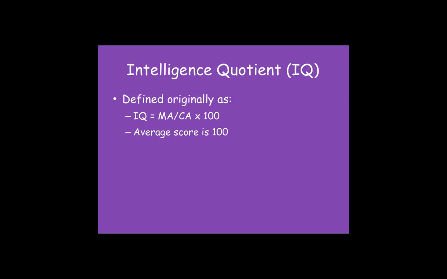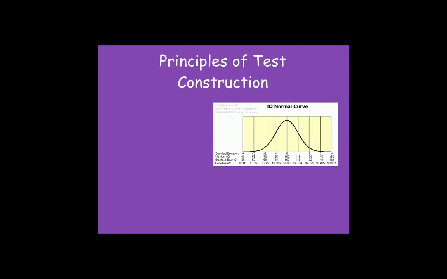Now, intelligence quotient, which is IQ, was originally defined as your mental age divided by your chronological age, times 100, and the average score is 100. Now, there are some principles that deal with the construction of tests.